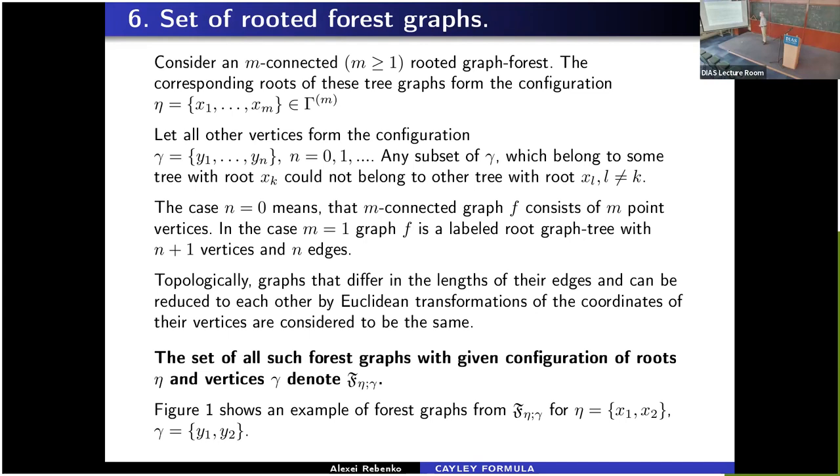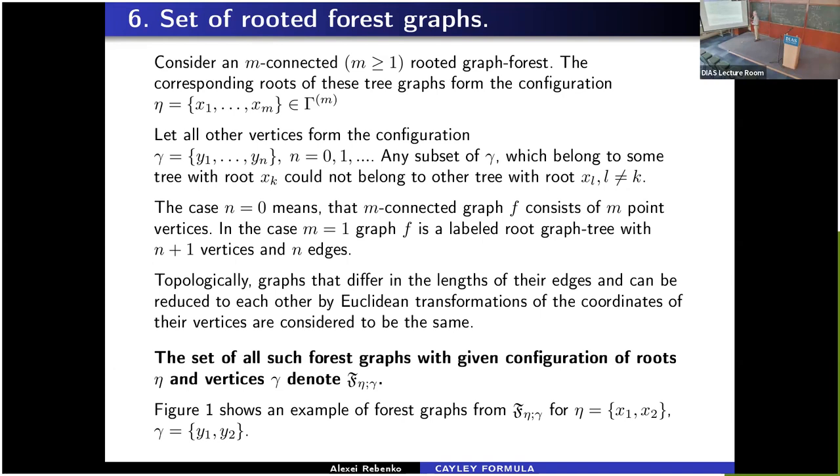Now we introduce some notation. We consider an M connected rooted forest graph. It means that every connected component of this forest graph is a tree. We denote all roots of this graph by eta, and all other vertices from the configuration by gamma. So any subset of gamma which belongs to some tree with root xk cannot belong to another tree, because they are different connected components.